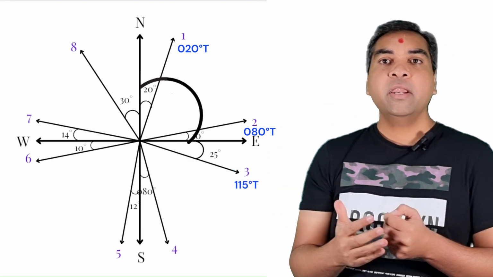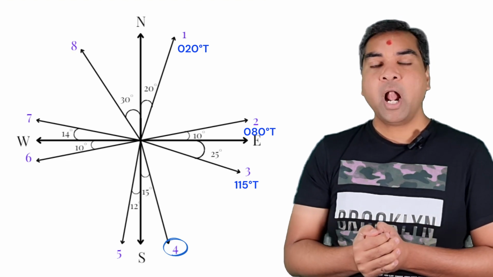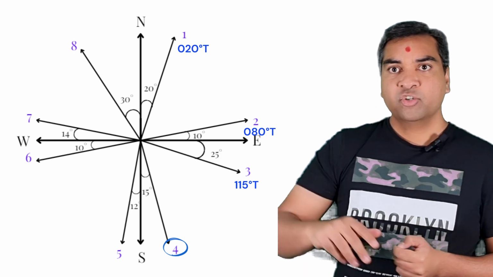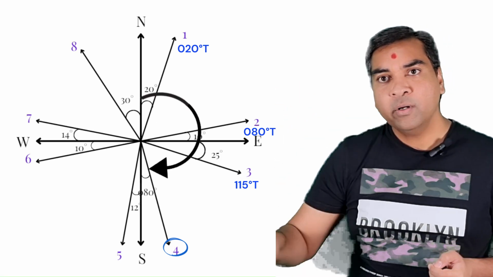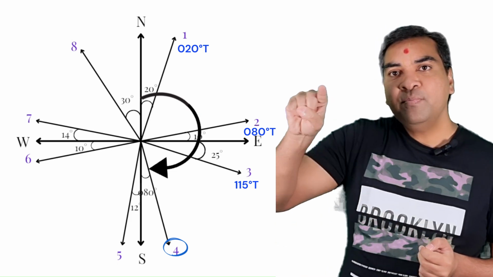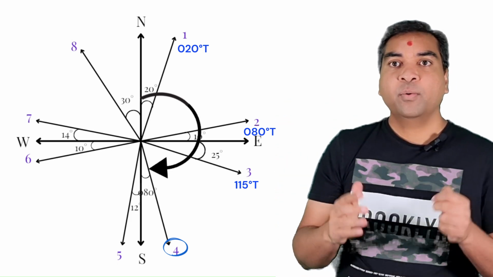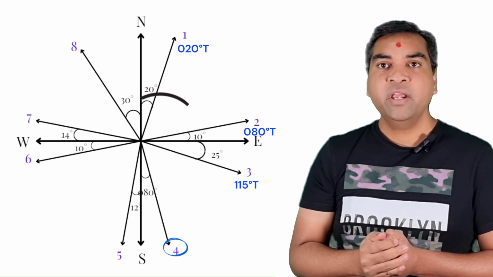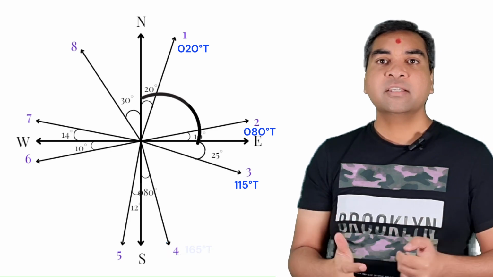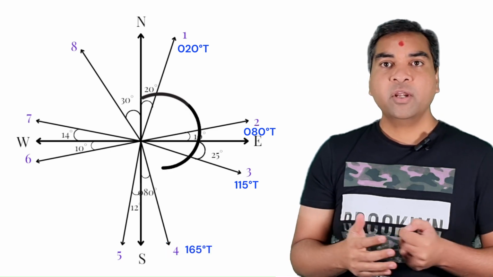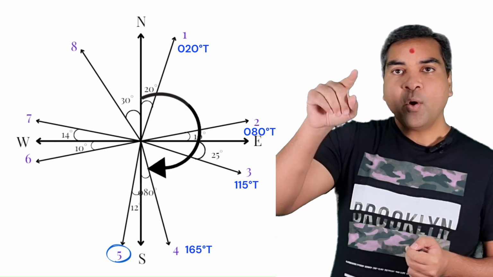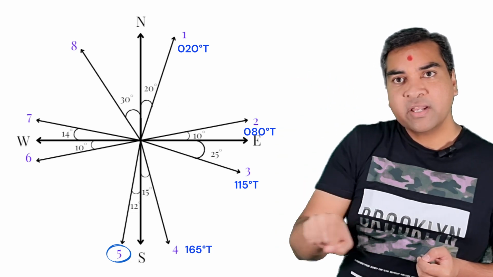If I now find the bearing of line 4, I'll be taking 180 degrees as a reference angle. From north all the way to south is 180, but I have 15 degrees less there. So the bearing of line 4 will be 180 minus 15, which is 165 degrees. Now we'll try to find the bearing of line 5. So line 5, from the north axis again in a clockwise direction.